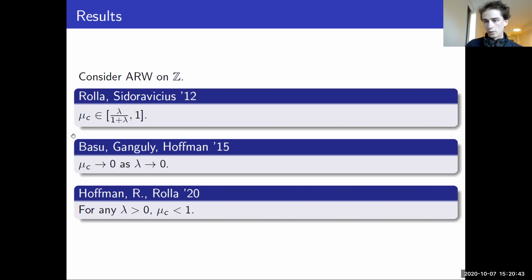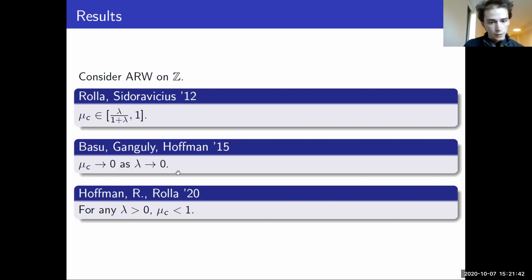The next result, on the other side, showing the existence of an activity regime, is from Basu, Ganguly and Hoffman, 2015. They showed, in a cute way to say it, that mu c goes to 0 as lambda goes to 0. If that's hard to decipher, I'll show a picture in a second. What they really showed is that for any mu, even if the density of particles is very, very low, you can take the sleep rate also very, very low so that you have activity. So even if there's one particle in every 1,000 sites, you can take the sleep rate to be extremely small, so particles only fall asleep every 1,000,000 steps, so that the system does not fixate and stays active.